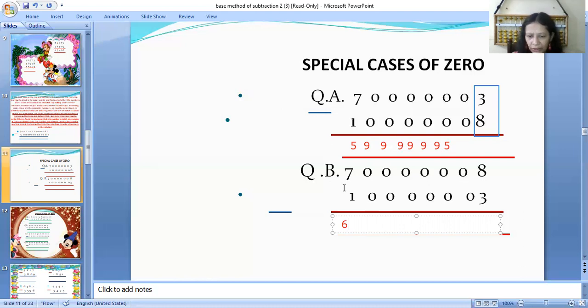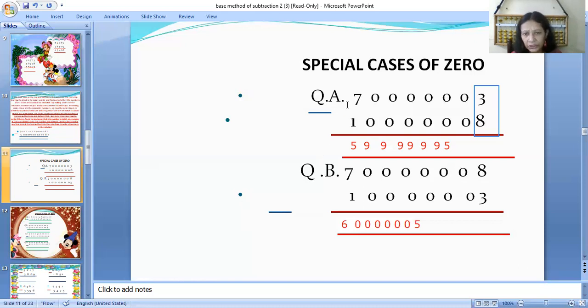And what will you do with these zeros? In these cases, 0 minus 0 is 0, move to the next pair, 0 minus 0 is 0, move to the next pair, 0 minus 0 is again 0, and again, like this. And 8 minus 3 is, okay, you know that is 5, so you will write down 5.